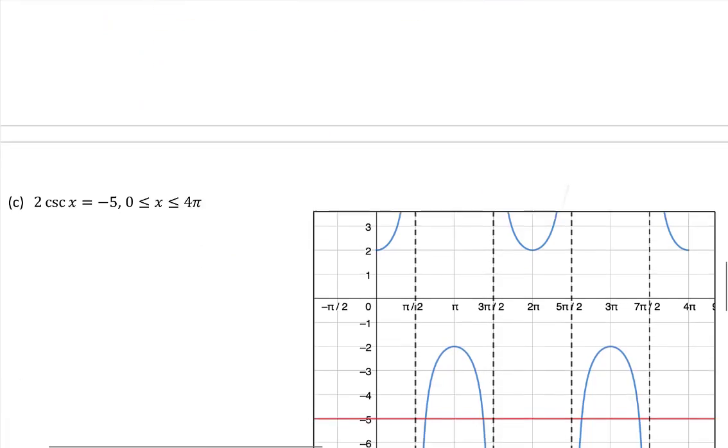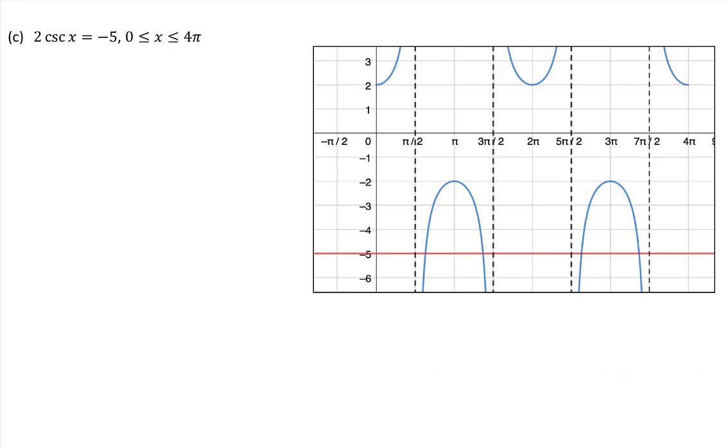And our last example. This time, we're looking for where 2 cosecant x equals negative 5. We haven't seen the graph of cosecant, but it's the blue graph shown here. And we want to find out where it intersects the line y equals negative 5. And we see there's going to be 4 solutions.